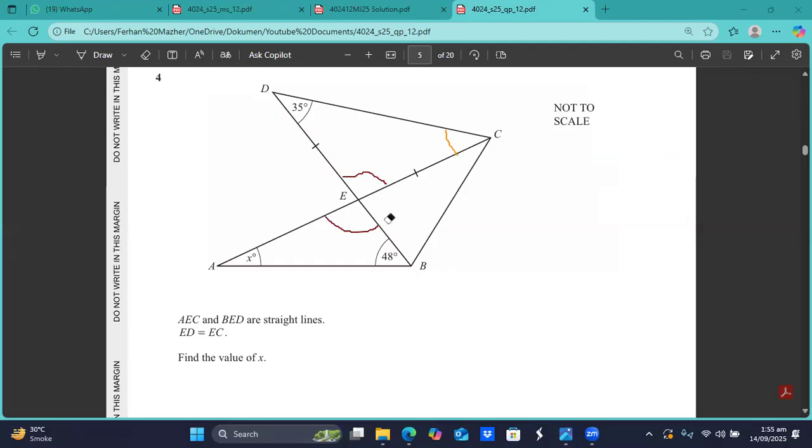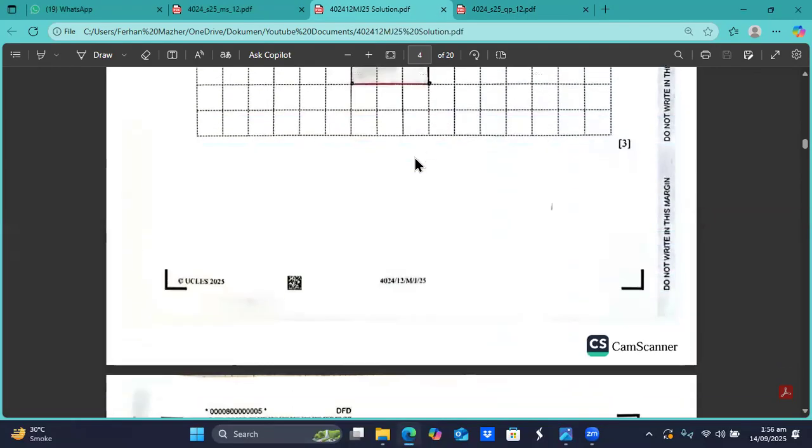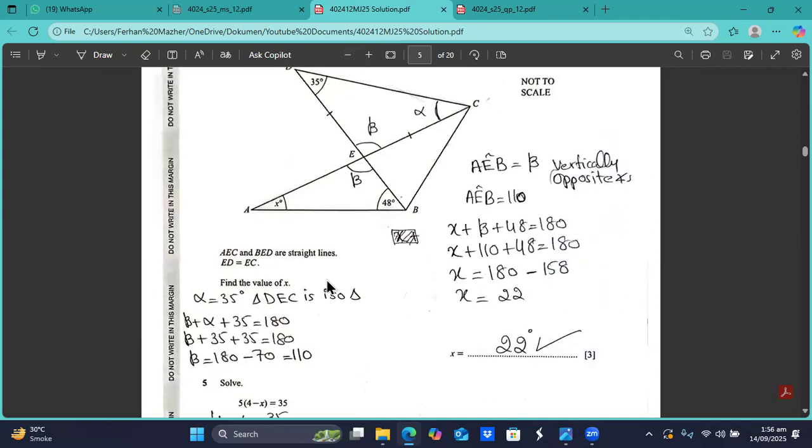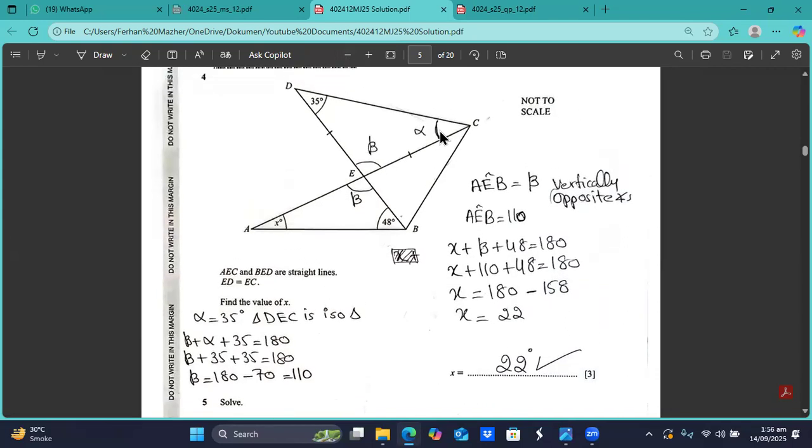So let me get the eraser. Okay. So this is how this is done. Let me show you the solution. It's basically 3 marks. We have to find out the value of x. Okay, now let me call this alpha.